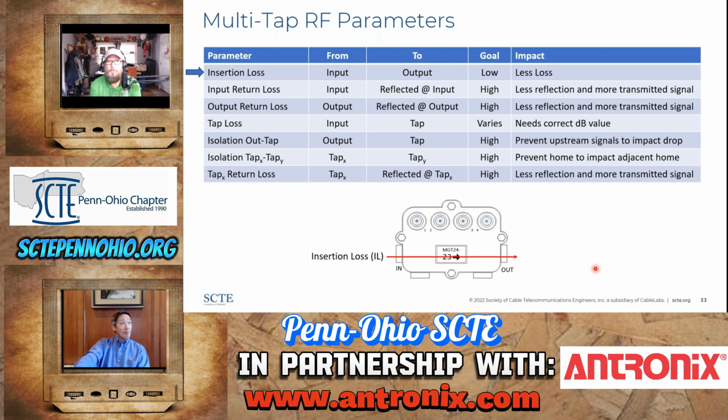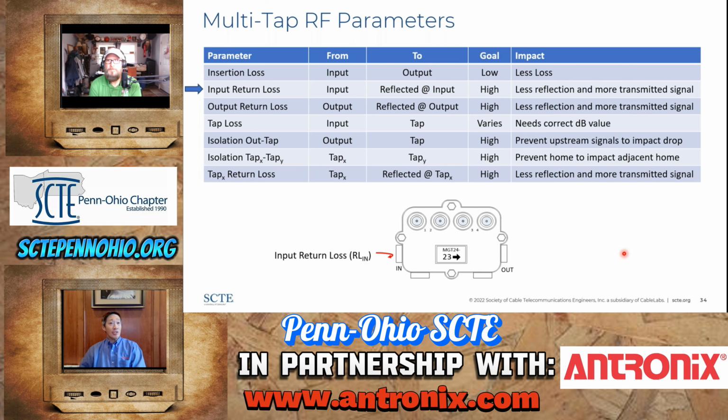The next parameter is the input return loss. The input return loss measures the reflection at the input. You want a high input return loss. High input return loss means less reflection and more transmitted signal.